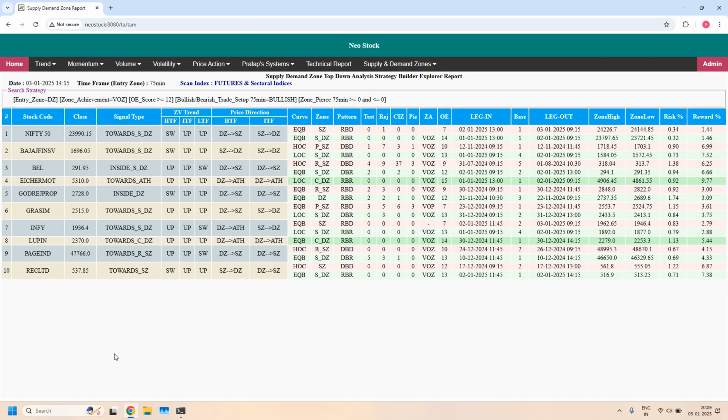We can further filter these stocks based on high probability trade setup. Some of these zones are already high probability because of high liquidity zones. But even more high probability parameters we can add. The first one is zone confluence.